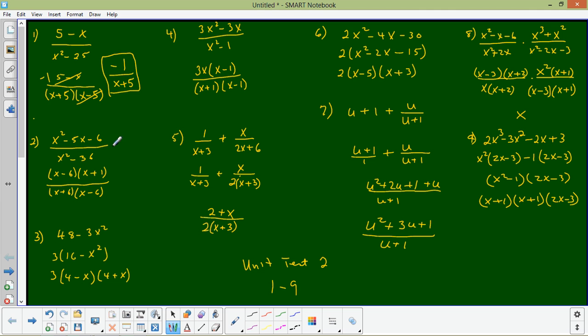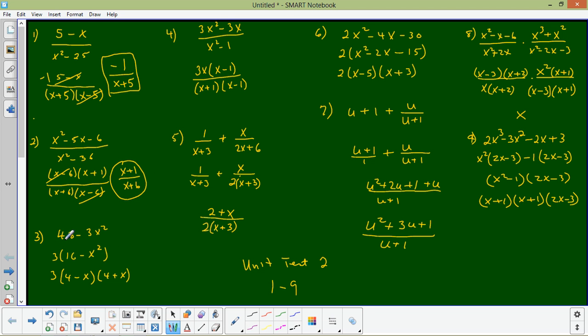90% of the time. Number two, this is just a rational expression. Factor the numerator, x minus 6, x plus 1. Factor the denominator, difference of two squares, x plus 6, x minus 1. The x minus 6's cancel. You're left with a final answer of x plus 1 over x plus 6. And little to no problem there. I think everybody had that question right.